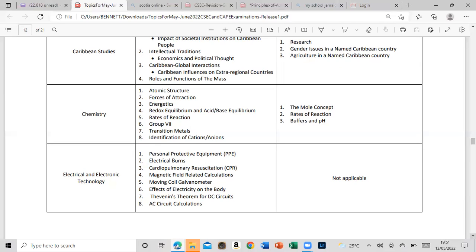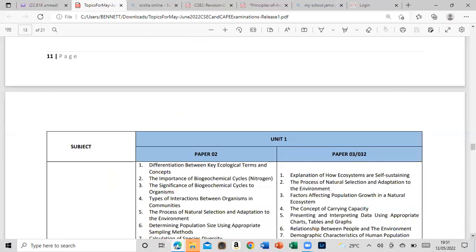Thevenin's theorem of DC circuits, and then look at AC circuit calculations. And for Paper 3, it's not applicable.